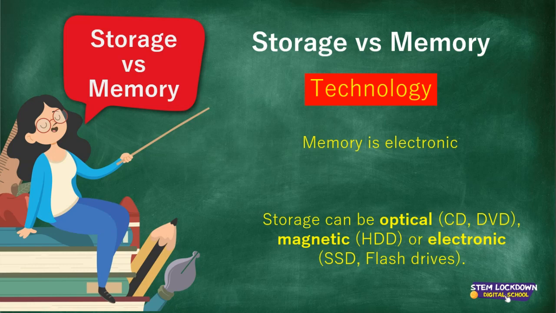Whereas when you talk of storage, storage can be optical. What does that mean? It means the technology that it uses to read and write is light, right? So it does this on CDs and DVDs. Then again, it can be magnetic. That is the hard disk drive. Magnetic means it uses magnetism to attach information to it, or to release information. And then more recently, we have the electronic one, just like what memory does.